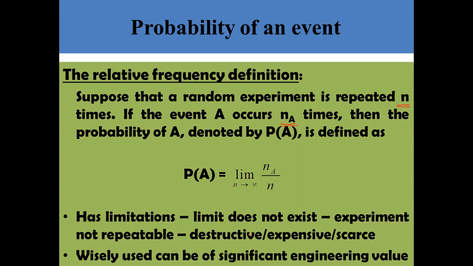In those cases, studying the probability of an event cannot be done by performing the experiment n number of times. So in those cases, the probability of that event cannot be calculated by using the relative frequency definition. So we go for the classical definition of probability. But this relative frequency definition has got significant engineering value when it can be wisely used.